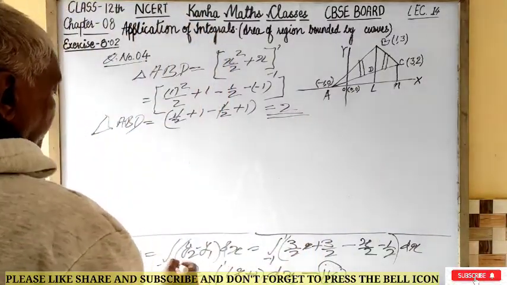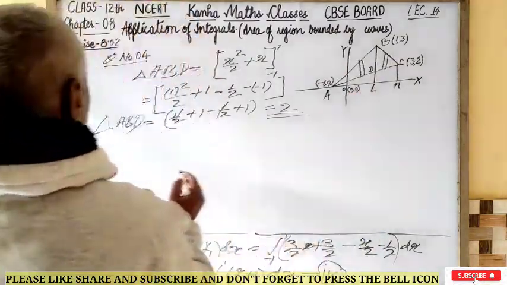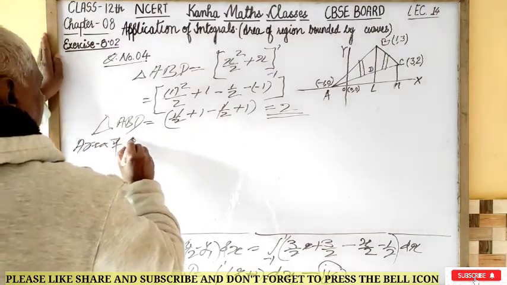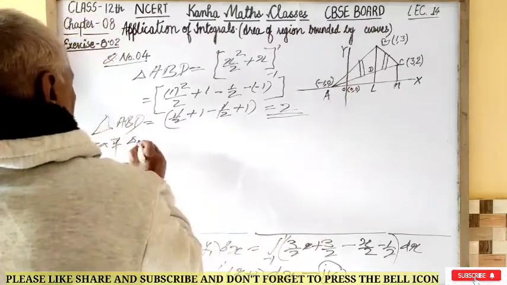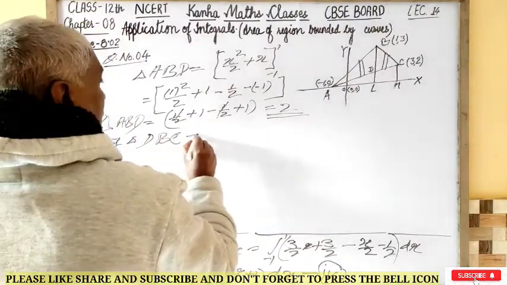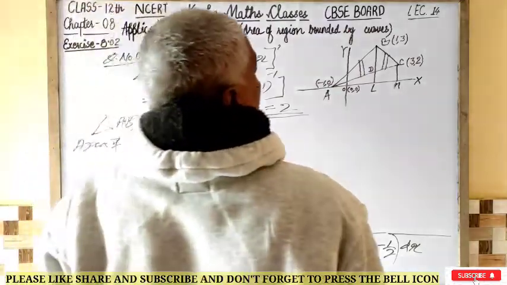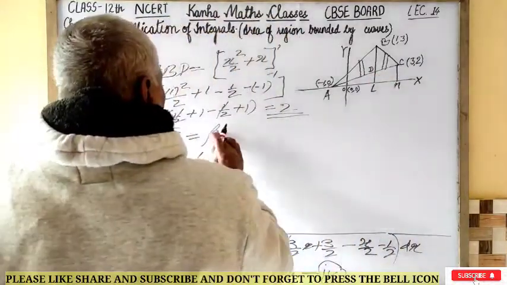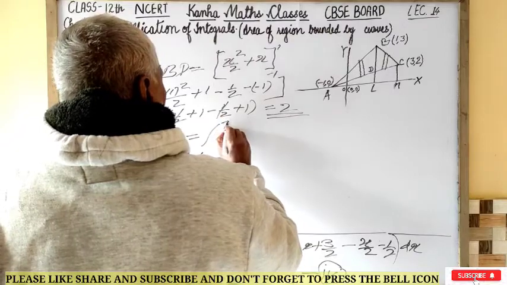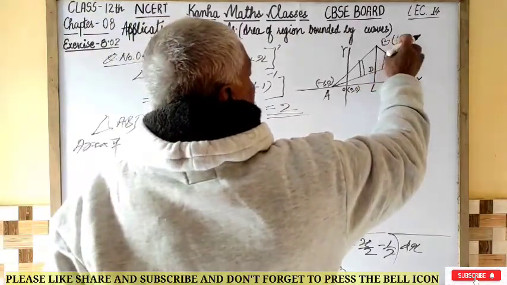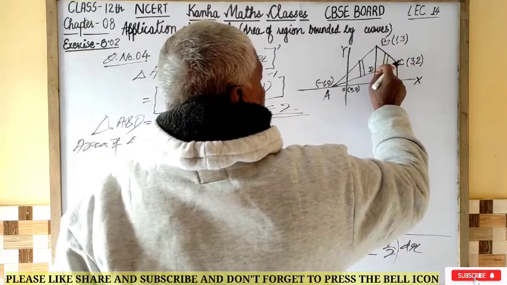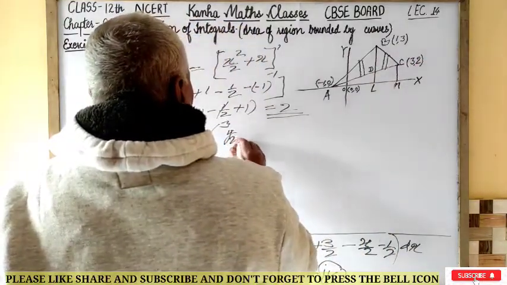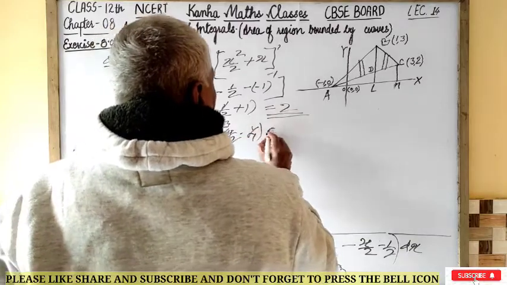Now the area of second triangle DBC. Area of triangle DBC is equal to the integral with limit 1 to 3, because the x coordinate of point B and point D will be the same. Here 1 to 3, y2 minus y1 dx.